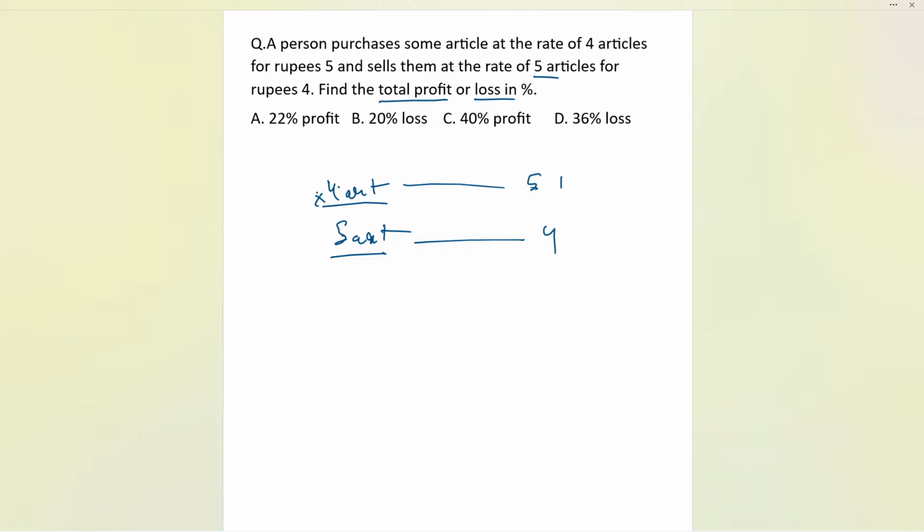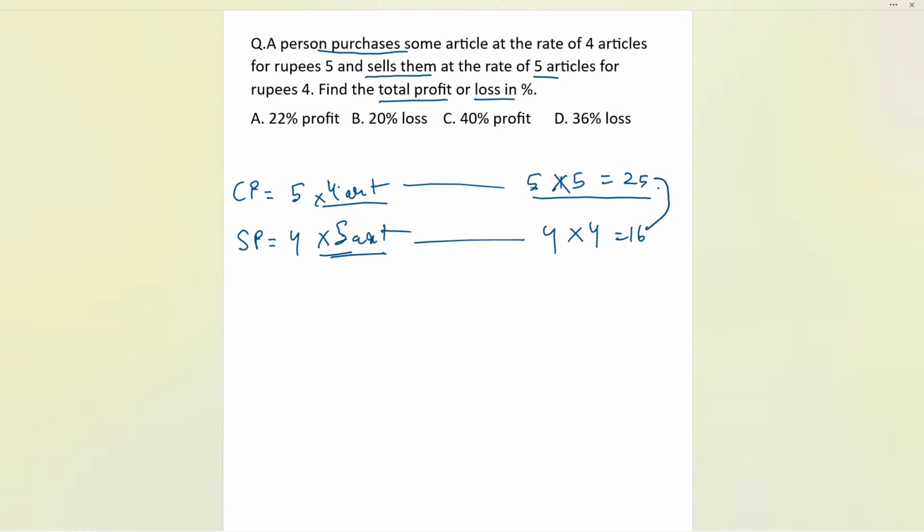Now, try to make them 20. If I multiply 5 over here, here also I should multiply with 5. Here if I multiply 4, it will become 20. Here also I'll multiply with 4, 20. Now this is 25. This is 16. So this is the price at which he purchases, so it is the cost price. And then after that, he sells them. This is the selling price.